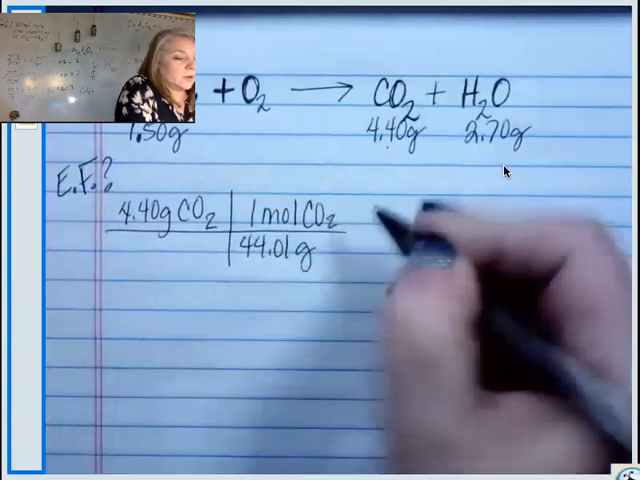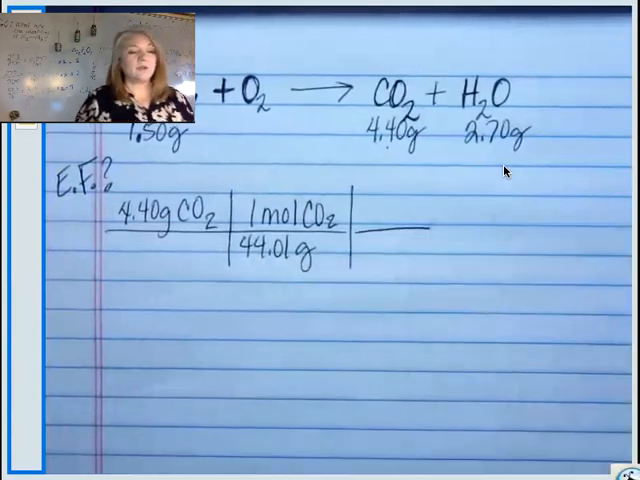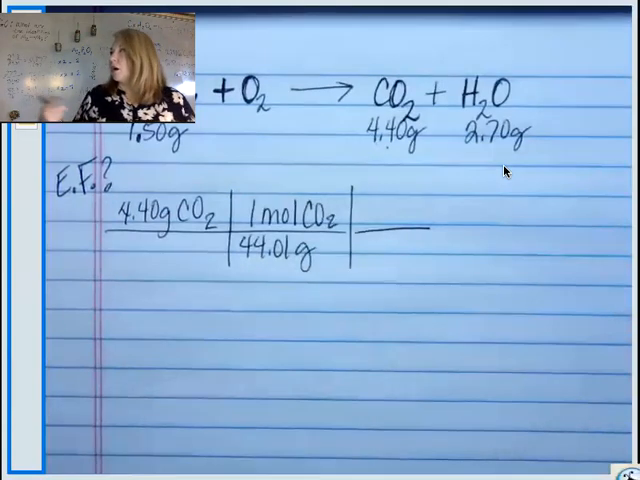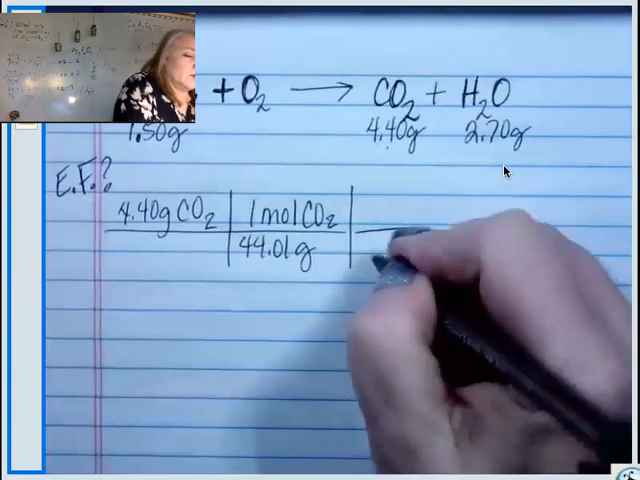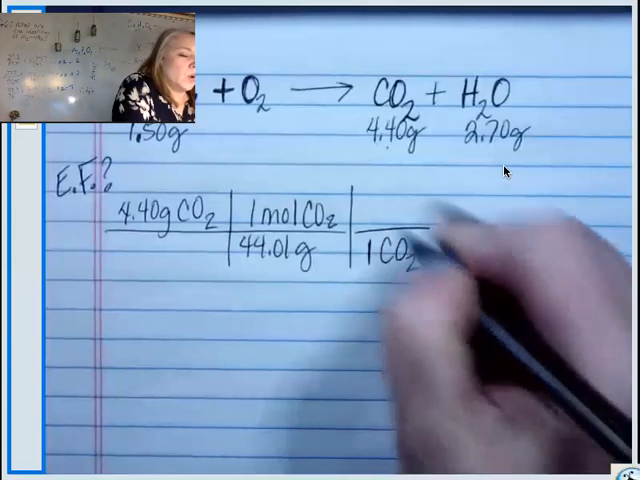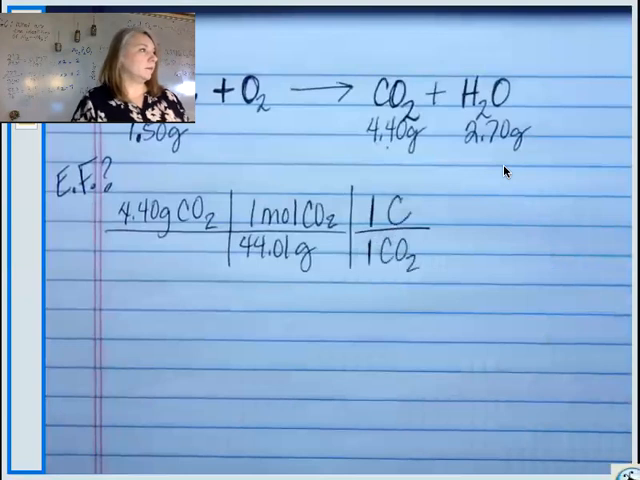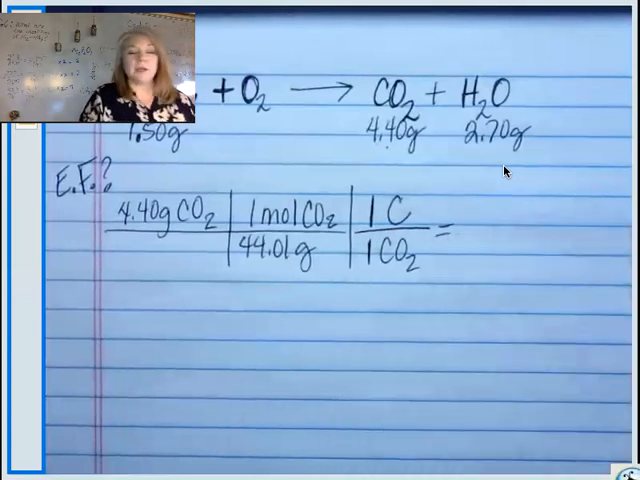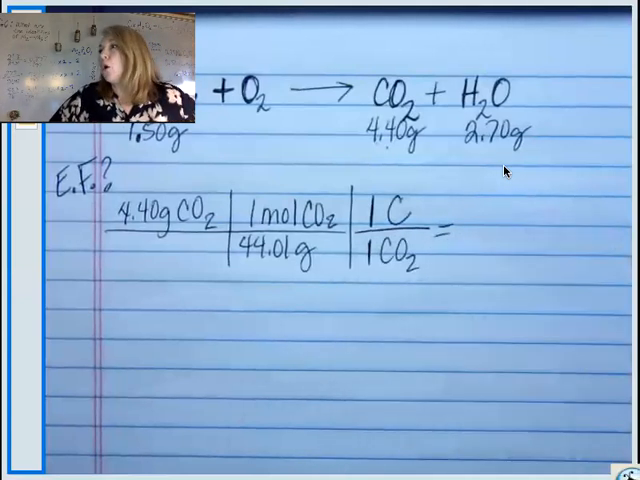Now that'll just real quickly take us to moles, but we need to go to not moles of carbon dioxide, but moles of carbon. How many carbons are in that carbon dioxide? Okay, good. 1 CO2 has 1 carbon in it. So don't skip that step, even though that's just a 1-to-1 ratio. It's important that you understand you're pulling the carbons out of the carbon dioxide. So real quickly, I want you to plug that into your calculator and let's find out how many moles of carbon that we have.